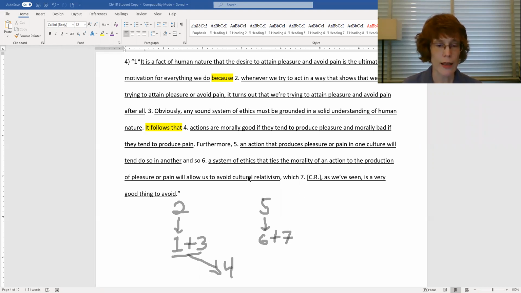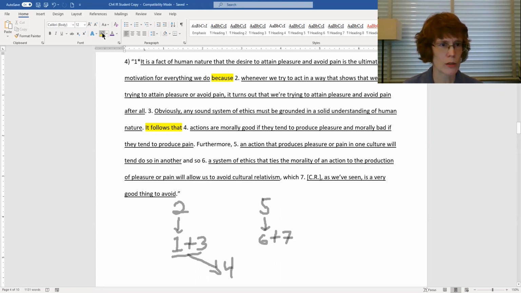Let's double check that. A system of ethics that ties the morality of an action to the production of pleasure or pain will allow us to avoid cultural relativism. Cultural relativism is a very good thing to avoid. What would follow from 6 and 7 put together? Let's do that puzzle piece test and see. So what do 6 and 7 have in common? It's the first thing we want to ask.